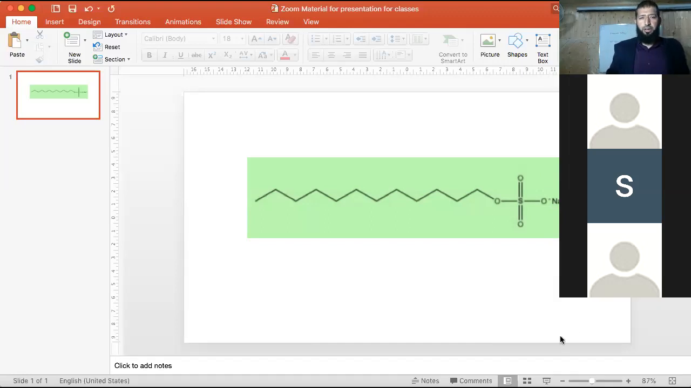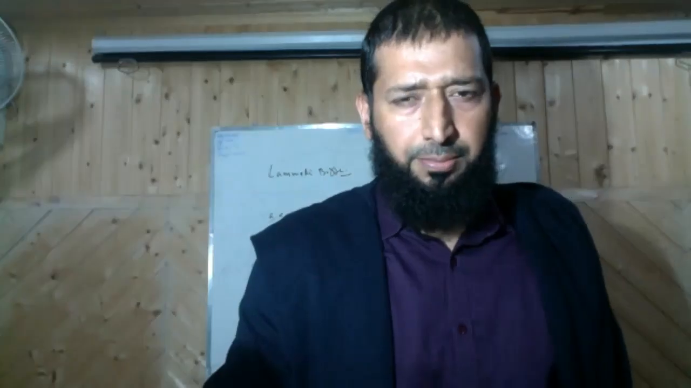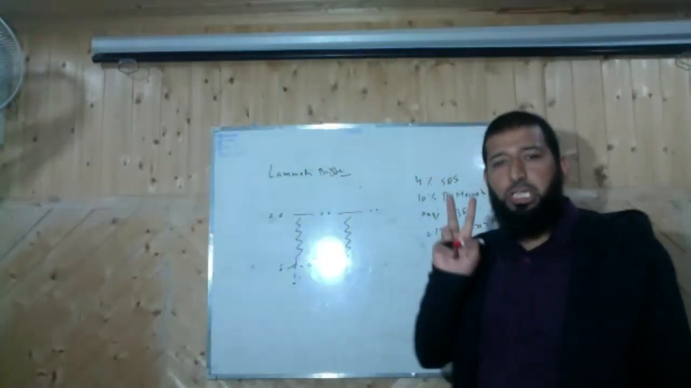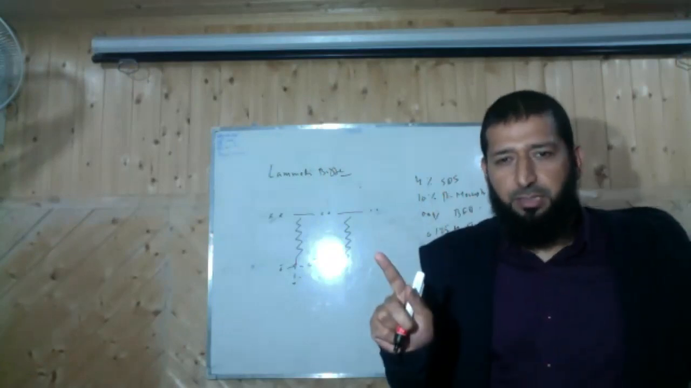So this is the structure of your SDS molecule. Okay, in these conditions, it has this O negative and Na positive is ionized. So this negative charge due to these O's gives a uniform negative charge to your protein molecule. So to each 2 amino acids, 1 SDS binds.